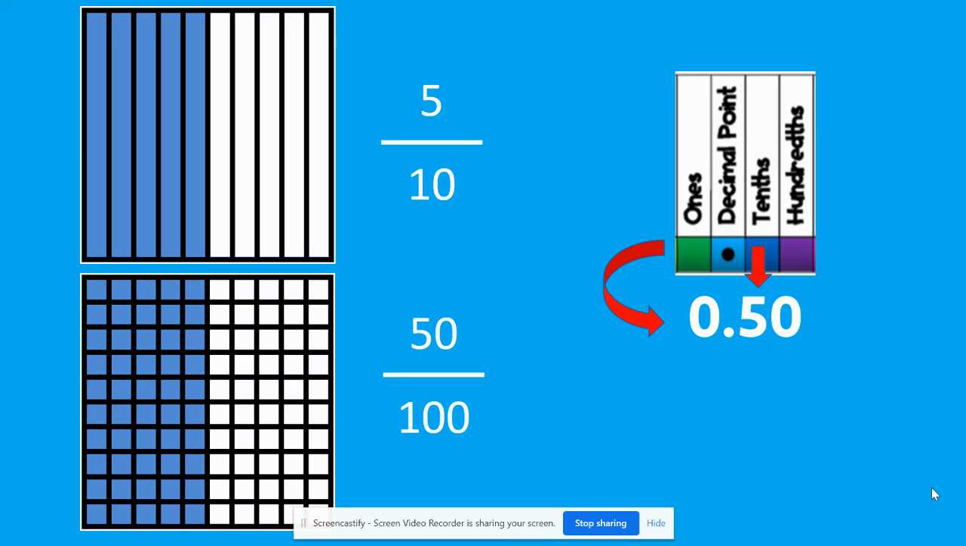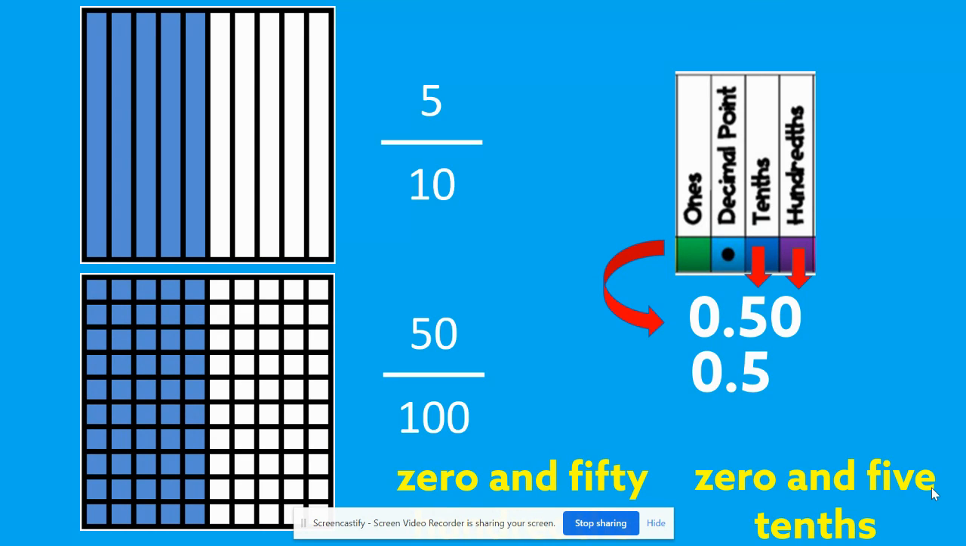I could say that this model is 5 tenths. I could say it is 50 hundredths. I can write it as 0 and 50 hundredths because I have no extra hundredths. So 0 and 50 hundredths, but I could also say 0 and 5 tenths because those amounts are exactly the same thing. So 0 and 50 hundredths or 0 and 5 tenths, they are equal. You can write them either way.